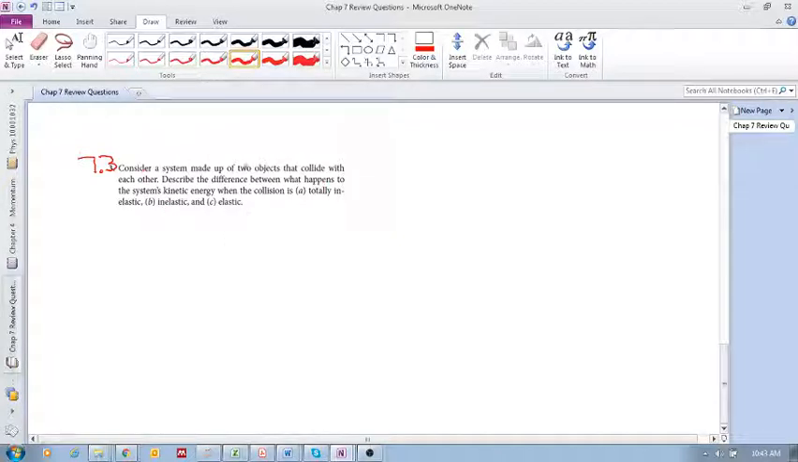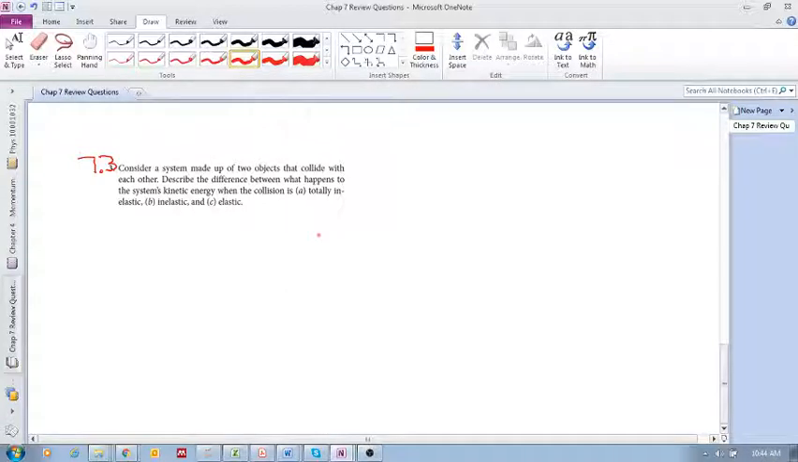Okay, consider a system made up of two objects that collide with each other. Describe the difference between what happens to the system's kinetic energy when the collision is A. Totally inelastic, and B. Elastic. Okay, so try this. Please try it. It really is beneficial to you. If you try it first, then you can see what you don't understand.